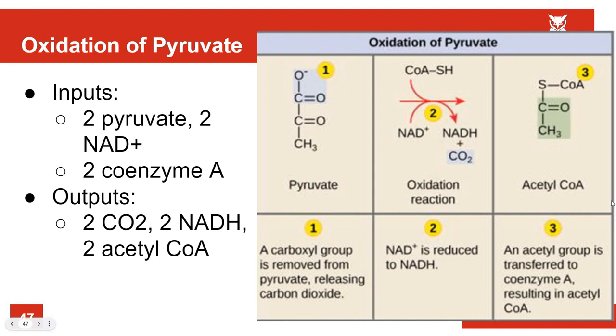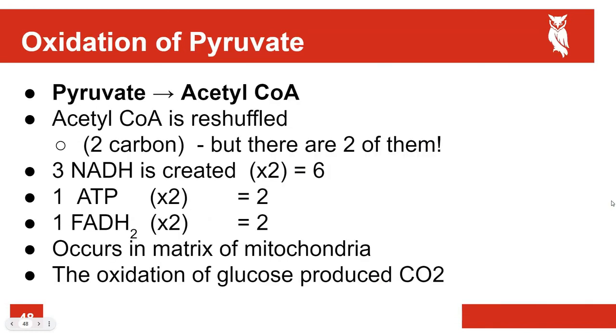Try to follow along. This is just a summation. Acetyl-CoAs are reshuffled, 2 carbons each. 3 NADH just created. This is the whole citric acid cycle. 1 ATP is made per pyruvate. 1 FADH2 is made per pyruvate. And this occurs in the matrix of the mitochondria. The oxidation of glucose produces CO2.